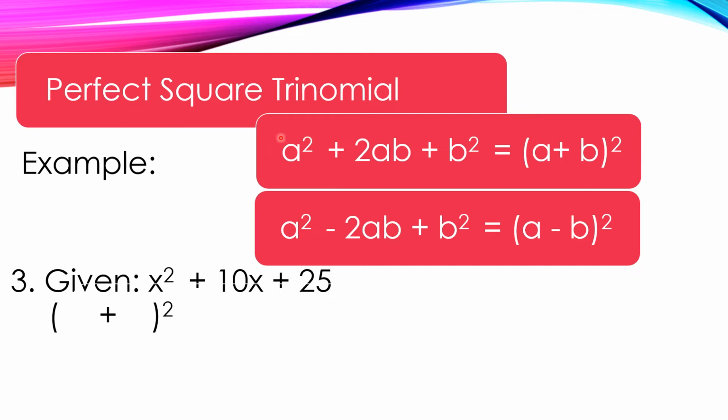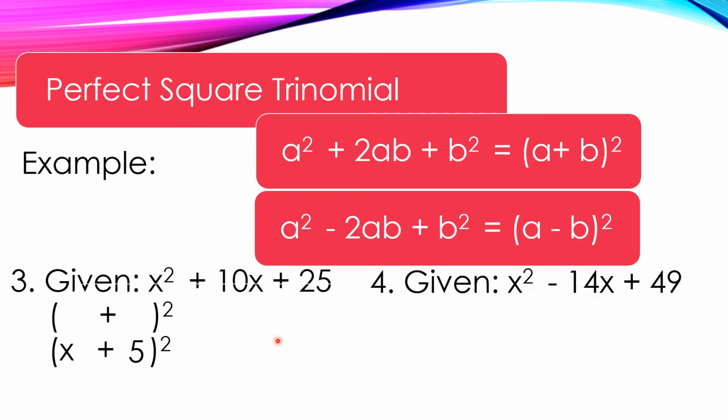Then get the square root of the first term, which will be a. In this case, the first term is x squared, so the square root of x squared is x. For b squared, the last term, the square root is b. In our example, the last term is 25, so the square root of 25 is 5. Therefore, the factor of x squared plus 10x plus 25 is x plus 5 squared, and can be expanded as x plus 5 times x plus 5.